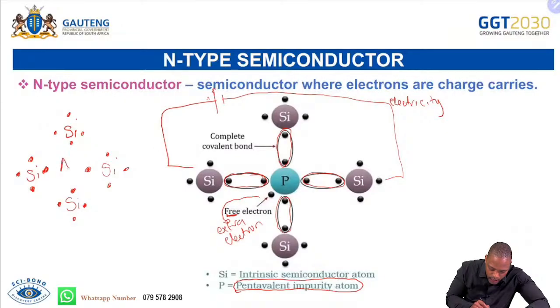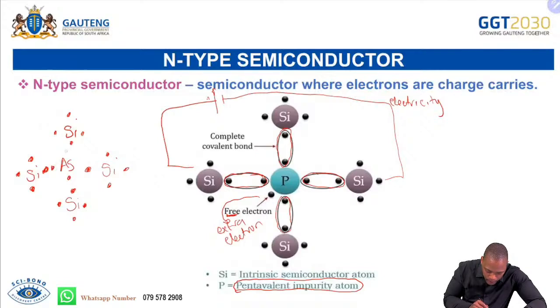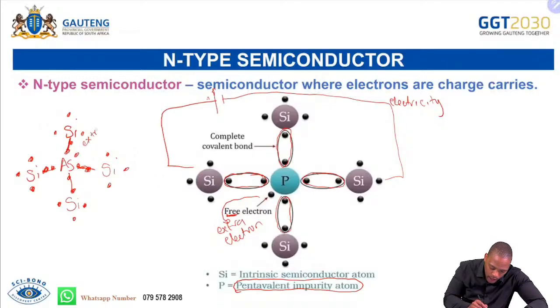Then if I take arsenic, which is in group 5, it will bring in about 5 electrons from the outermost shell. So what happens here again, you're now going to end up having a bond between the silicon and arsenic here. There will be another bond here between silicon and arsenic, another bond here, then another bond here. Then the same issue is going to happen here. You are having an extra electron.